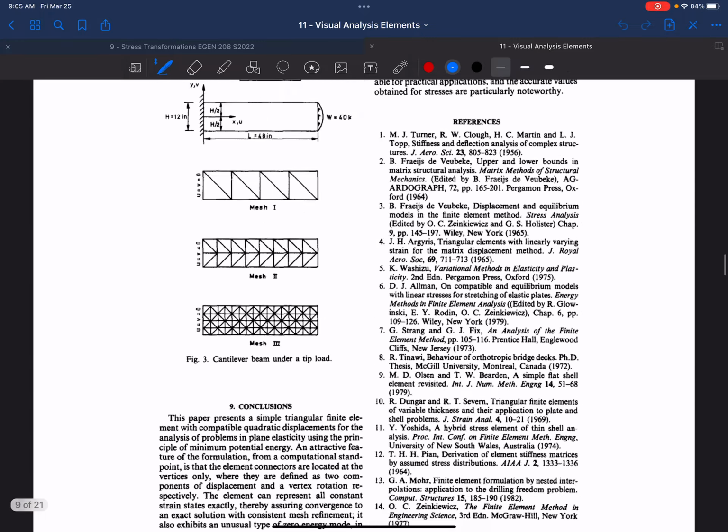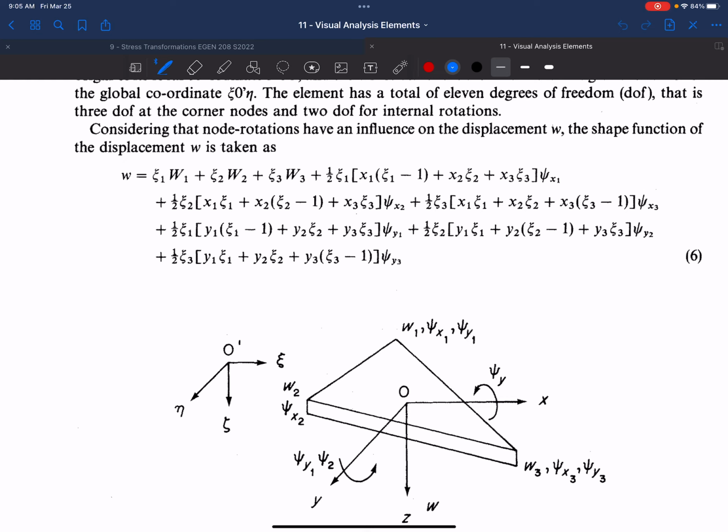This one right here, based on all of these degrees of freedom, this is our beautiful equation for our displacement function. This gives us the displacement anywhere in the field based on our shape functions and our nodal degrees of freedom. So psi 1 and all of those are our shape functions.